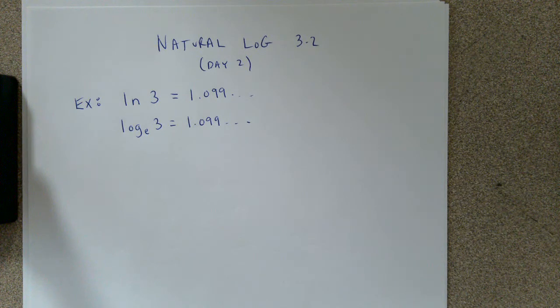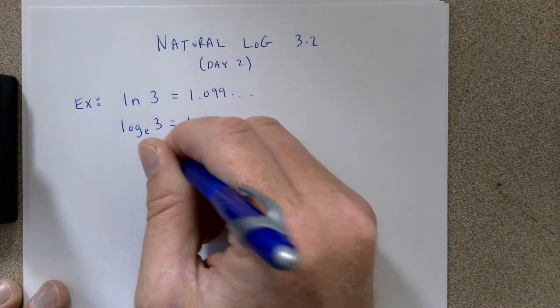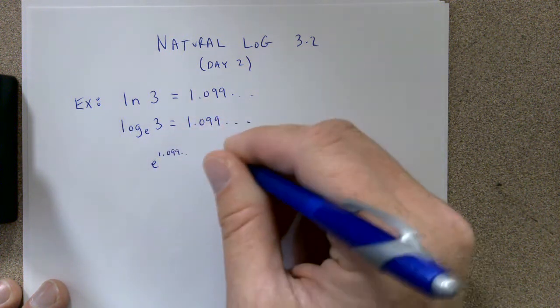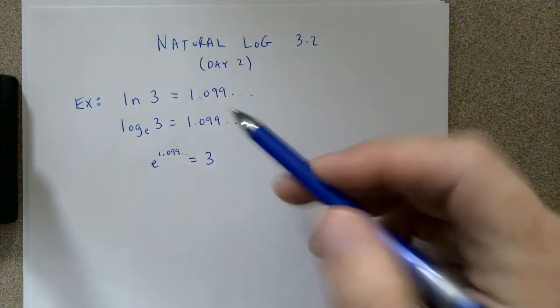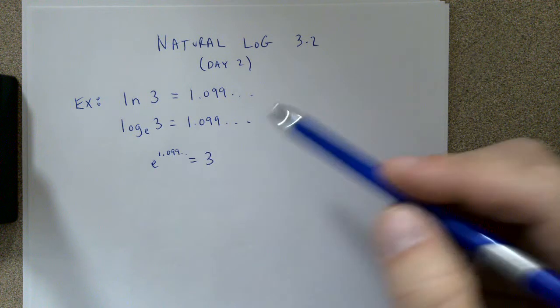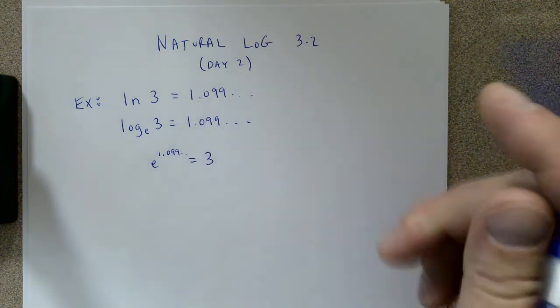So basically this is saying e to the 1.099, if we're putting it in exponential form, is equal to 3. Because remember, we're switching back and forth. The base to the exponent is equal to the other number. So the base stays the same, switcheroo on the other two.